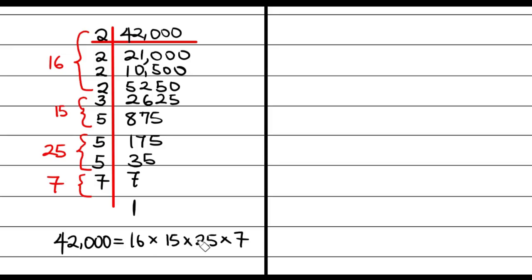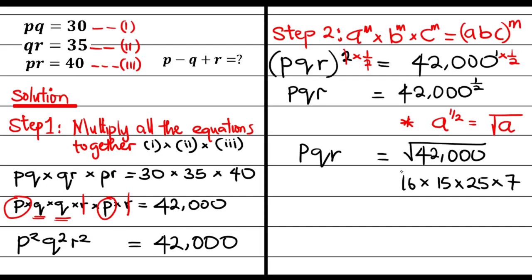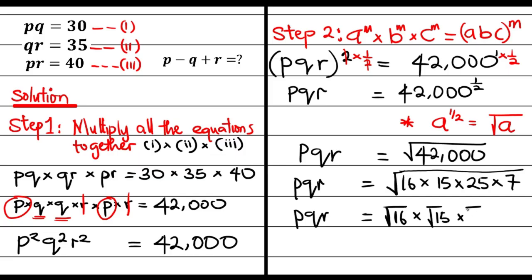So I'm going to take this back to my equation. Now I have all this under the square root, and it is still PQR, which is equal to that. I'm going to split these roots. I have root of 16 multiplied by root of 15 multiplied by root of 25, then multiplied by root of 7.